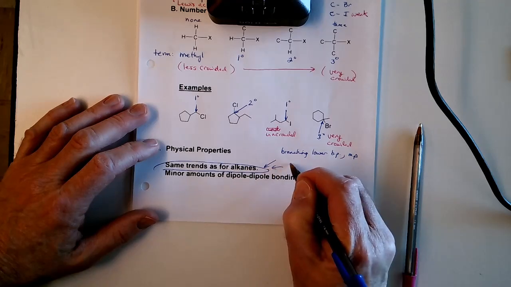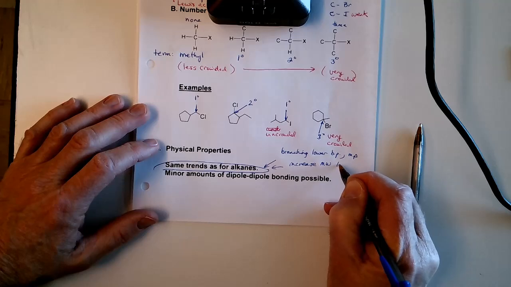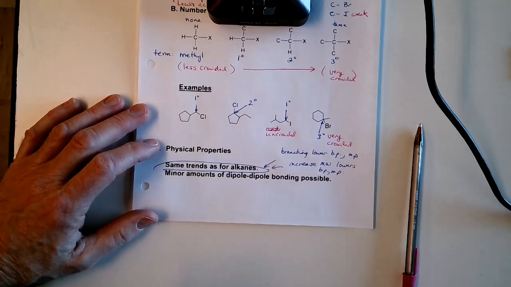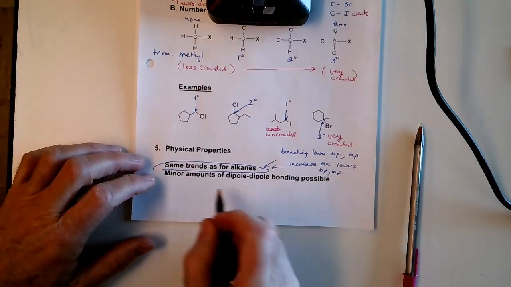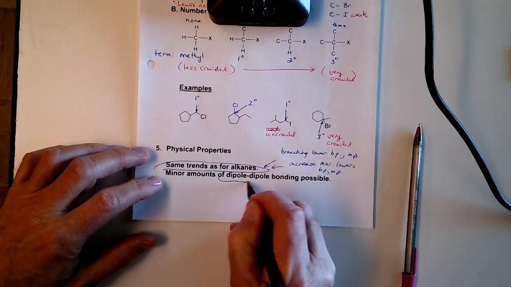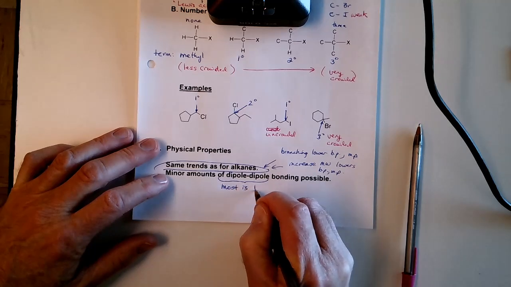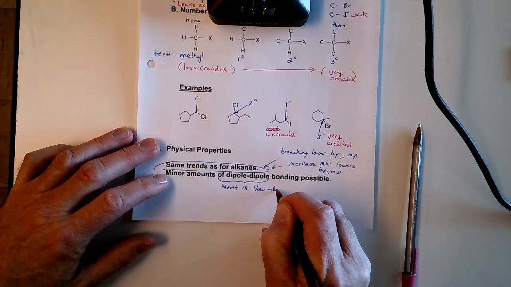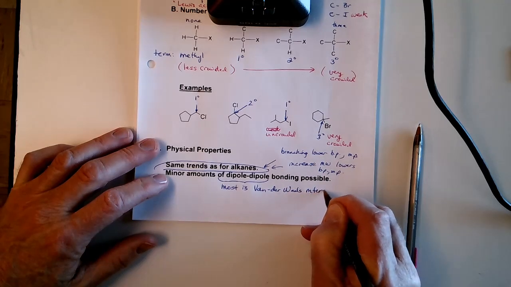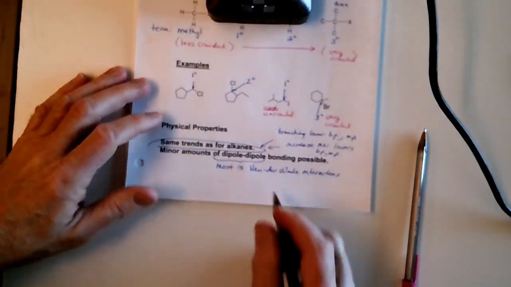Another thing is that an increase in molecular weight is going to raise boiling point and melting point. There's just minor amounts of dipole bonding possible, but really most of it is that little term we use, van der Waals. Okay, and that makes them look like what they are, pretty similar to alkanes physically.